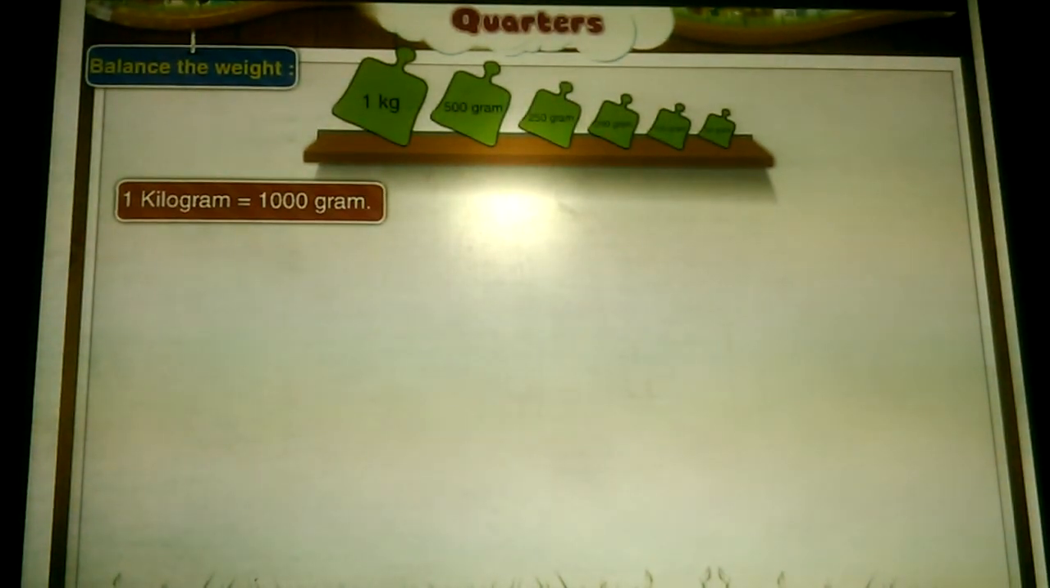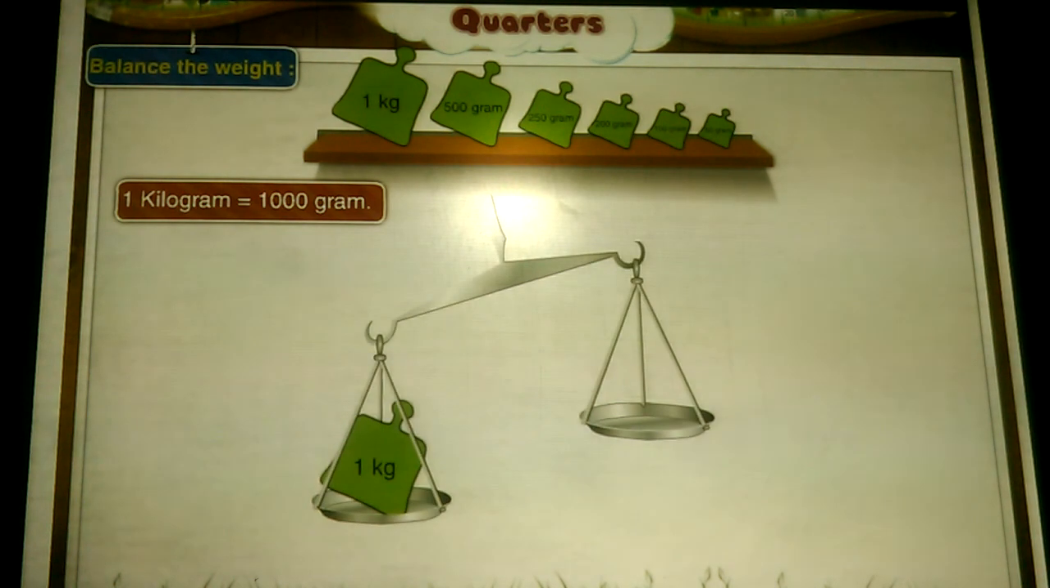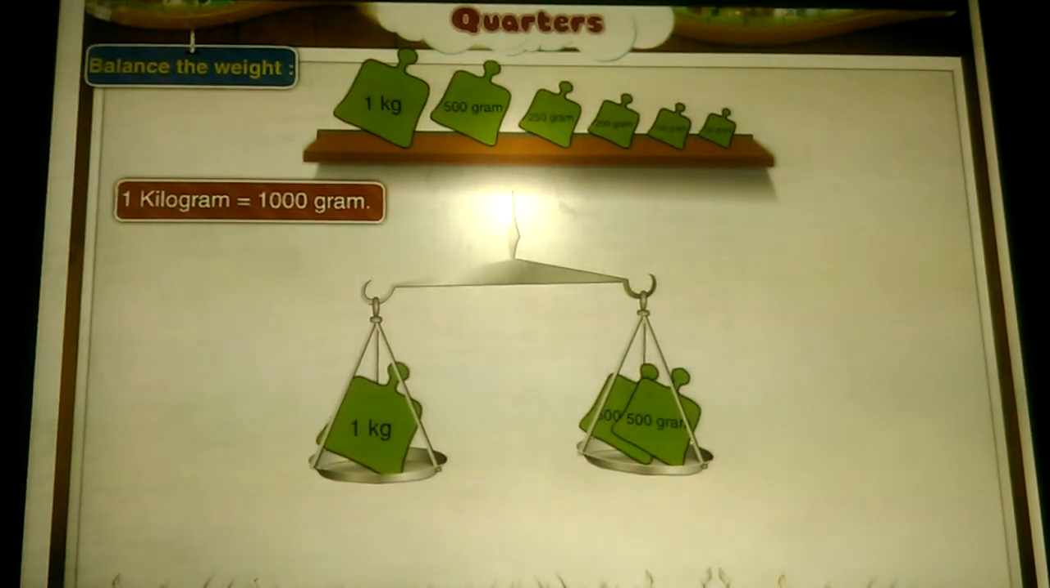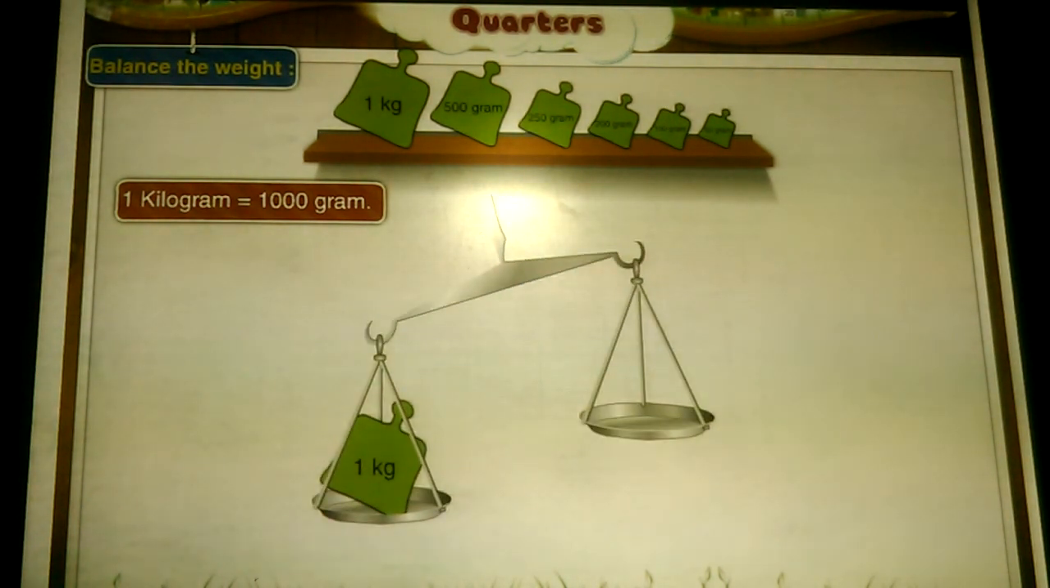Balance the weight. 1 kilogram is equal to 1000 gram. So, if a weight of 1 kg is placed in one of the pans, then we will place 2 500 gram weights in the other pan to make the 2 pans equal.